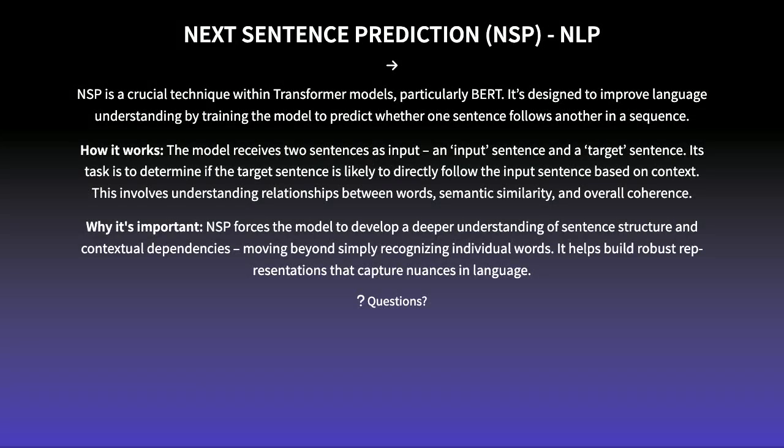Okay, let's talk about next sentence prediction. It's a really clever technique used primarily with transformer models like BERT. Essentially, the model is given 2 sentences, one it needs to understand and another that could follow it. The goal isn't just to recognize words, but to actually figure out if they naturally go together in conversation or text. It's like a test of whether the sentences make sense in context.